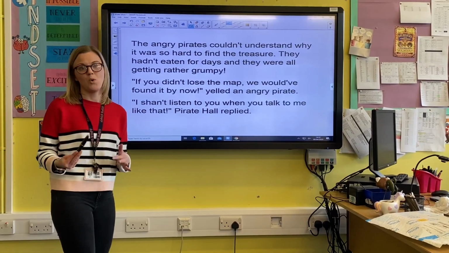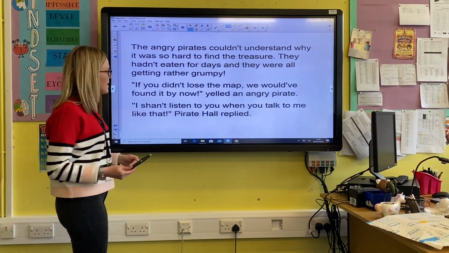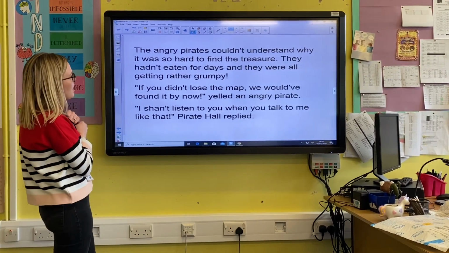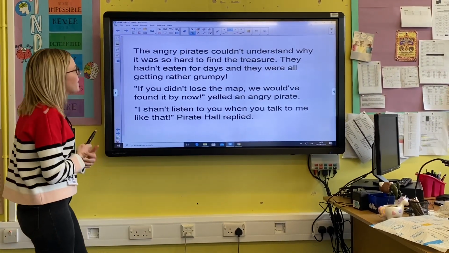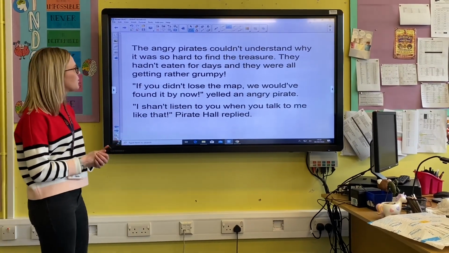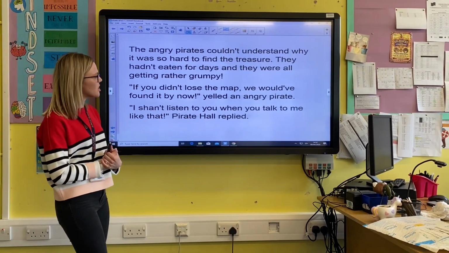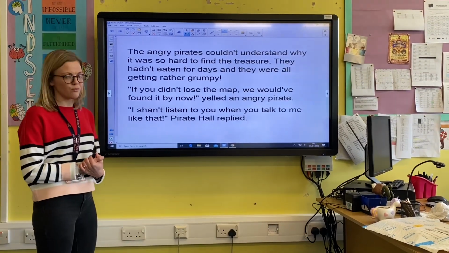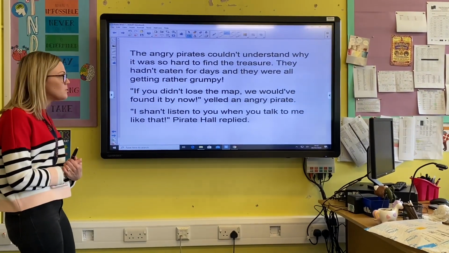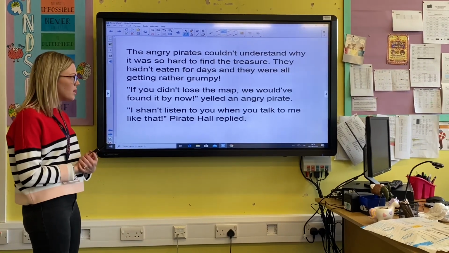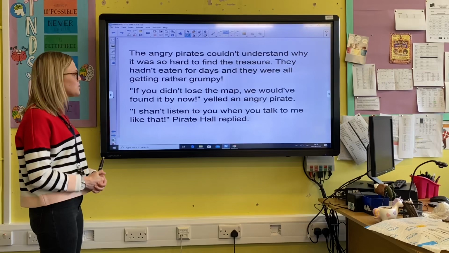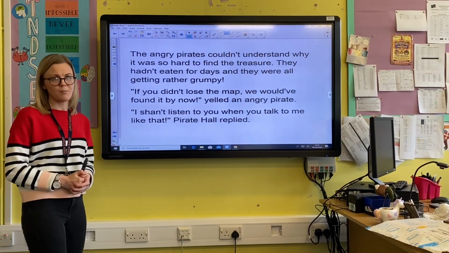So we've got one more activity for you to do. So as you can see, I've got a little passage here. Let's have a read through it. The angry pirates couldn't understand why it was so hard to find the treasure. They hadn't eaten for days and they were all getting rather grumpy. If you didn't lose the map, we would have found it by now, yelled an angry pirate. I shan't listen to you when you talk to me like that, Pirate Paul replied.